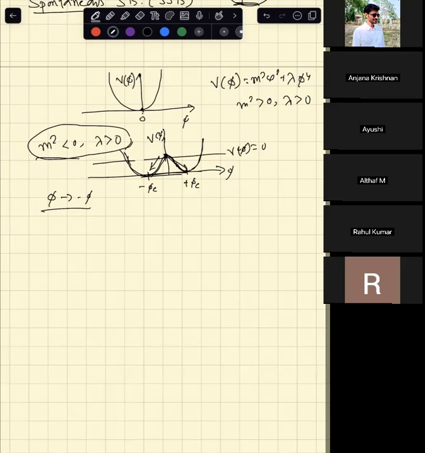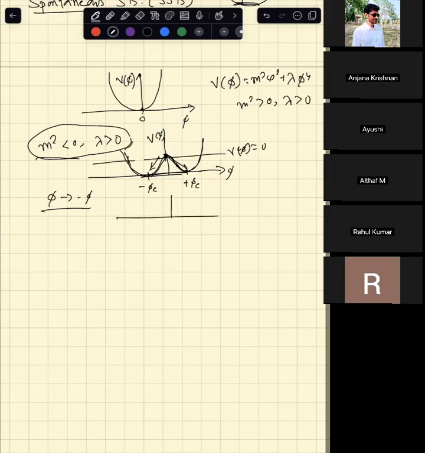Both are equiprobable, but out of all this equiprobable choice, it will choose only one of them. And remember, this choice is not biased by any kind of external agent. That's why this is called spontaneous symmetry breaking. Okay, so now, why is this symmetry breaking?